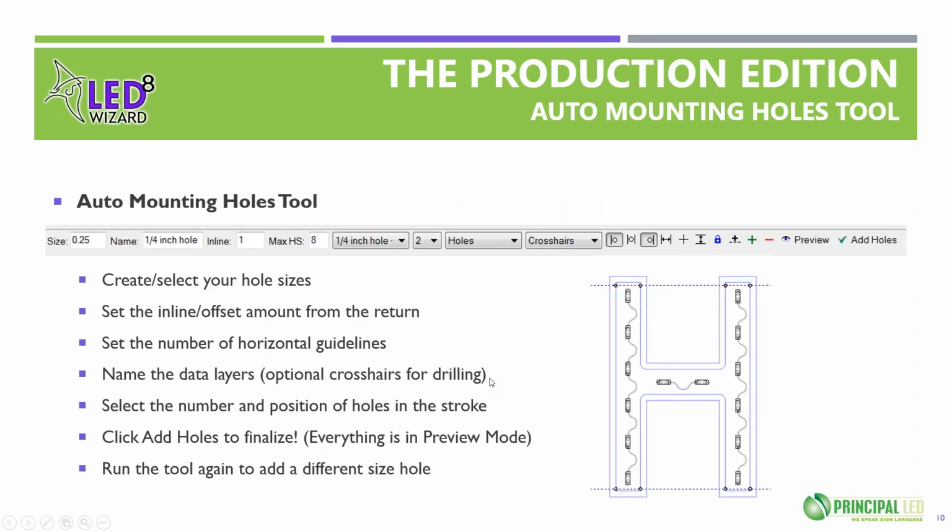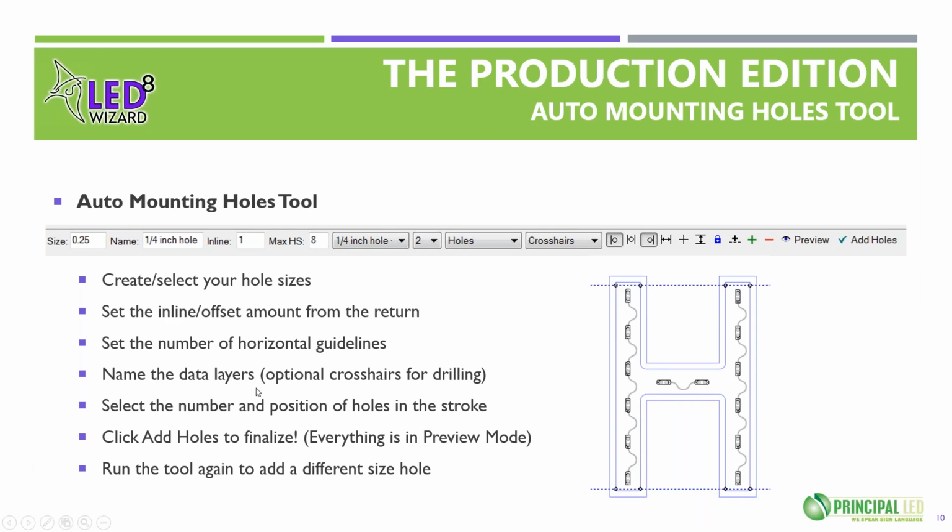The basic workflow: you have your graphic. The first thing is the horizontal guidelines go across. You can create and select the size of your holes. You can set the inline or an offset, we use these terms interchangeably, from the return. So how far from the return am I coming off? The number of guidelines. You can name the layers, so the mounting holes and the optional crosshairs. If in your shop you just drill holes, then you can just put a crosshair, as opposed to if you route the holes, you would put it in the little circle.